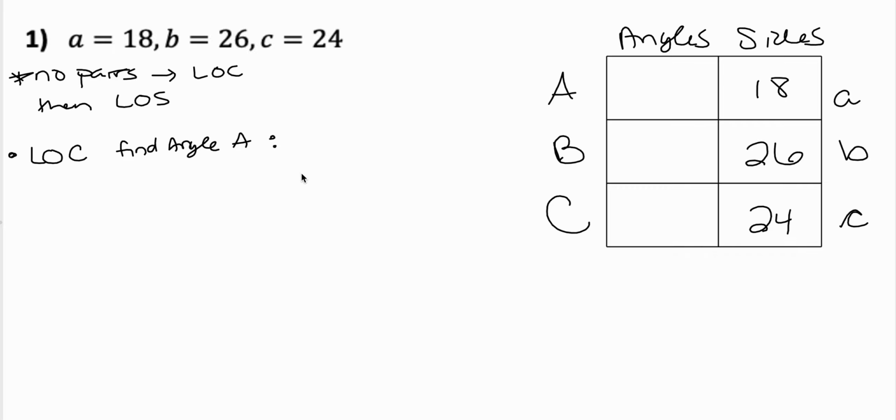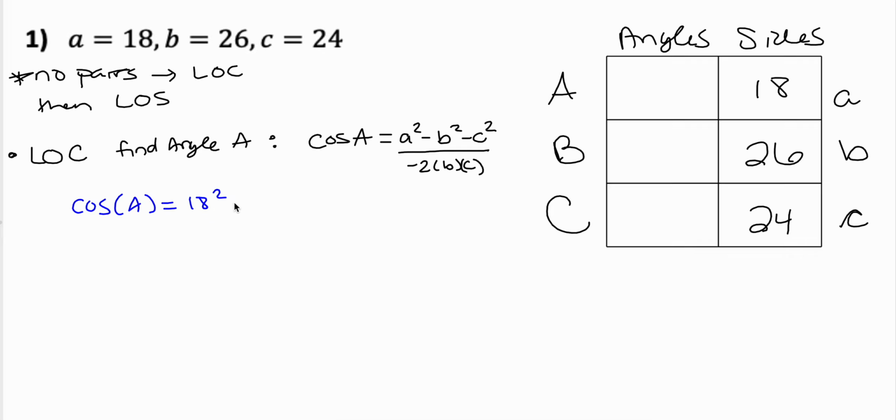So the law of cosines for finding an angle will be cosine of big A, since that's the angle we're finding, is equal to little a squared minus little b squared minus little c squared all over -2 times b times c. So when we write this in, we'll have cosine of big A is equal to 18 squared minus 26 squared minus 24 squared, all of that over -2 times 26 times 24.